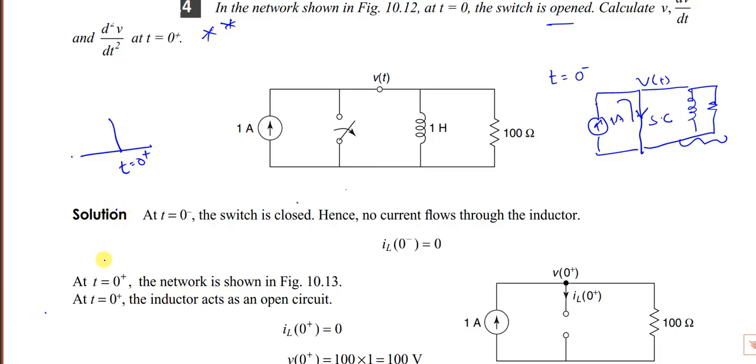You can see the equation, it is 0. I'm talking about this time period. For t equals 0 minus, the switch is closed. This 1 amp is fully flowing through this, and no current is flowing through this. So the initial current in this one is 0. And the voltage, if I measure there, V of 0 minus is also 0, because it is a short circuit.